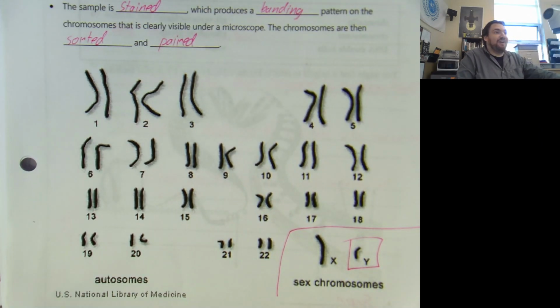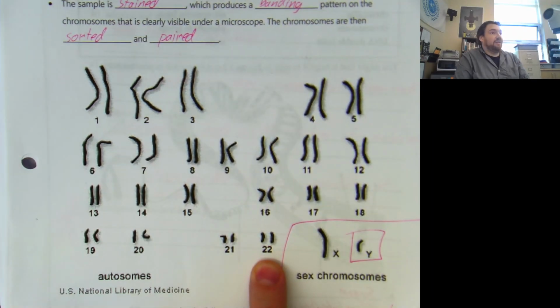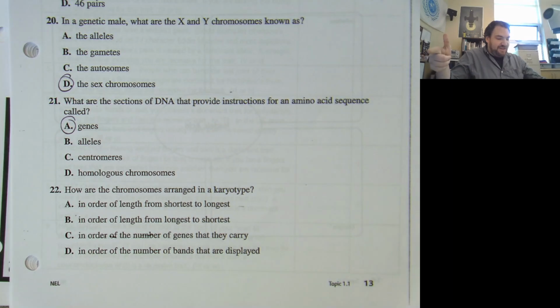You tell me how they're arranged. There's the karyotype. Look what happens as you go up the numbers. They get shorter. The answer is, in length, from longest to shortest, letter B. When in doubt, go look at a karyotype. That's a power move right there. Go look at the thing it's asking you about.